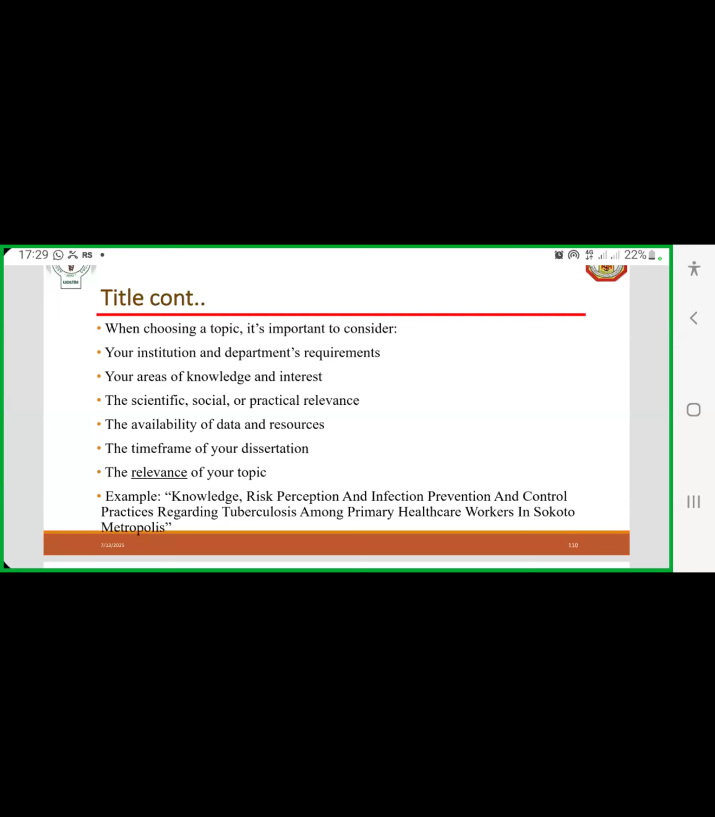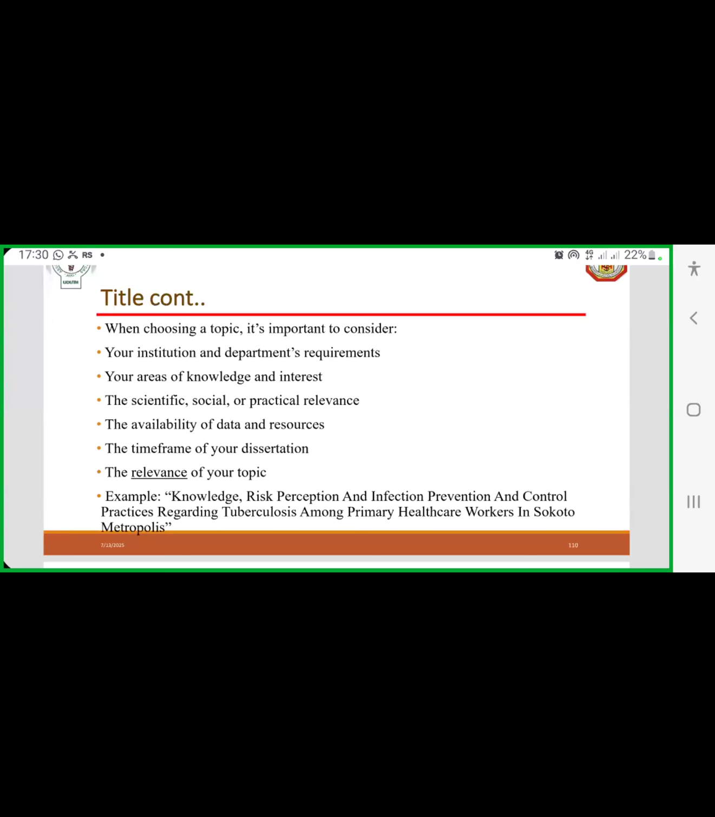Then the specific social or practical relevance. So your title should have a scientific relevance. It should not just be a title brought anyhow. It should have a scientific relevance, because all the colleges look at the title, whether it has relevance in scientific applications. Then it should also have a practical relevance. You cannot just come and bring any title anyhow.